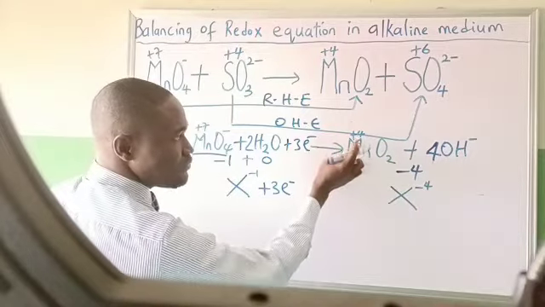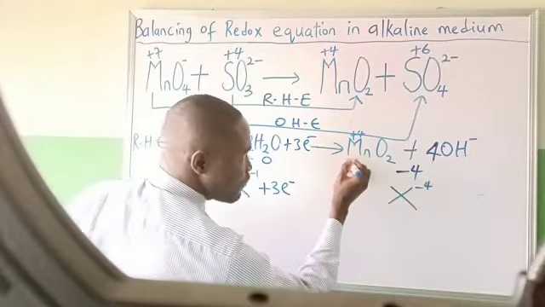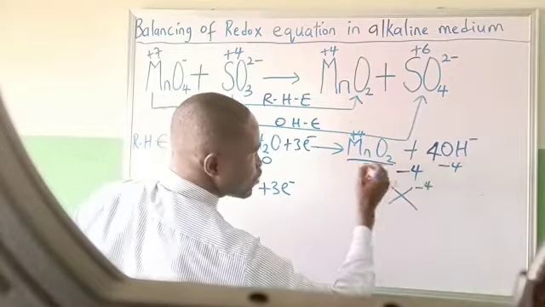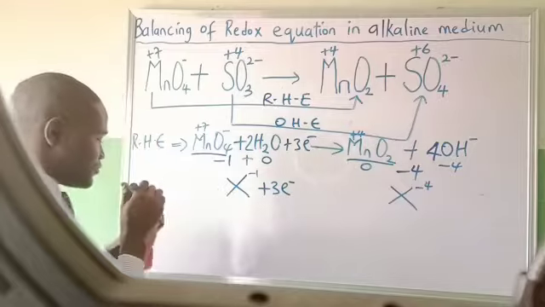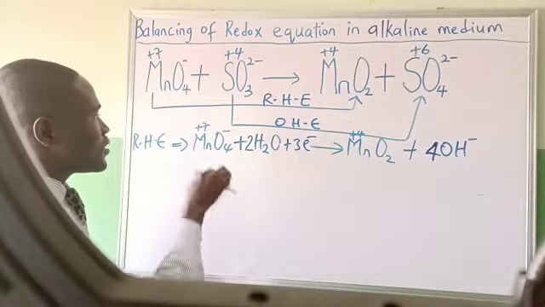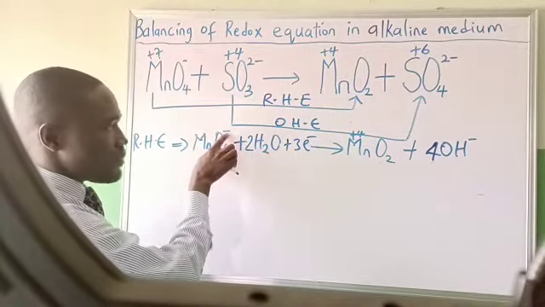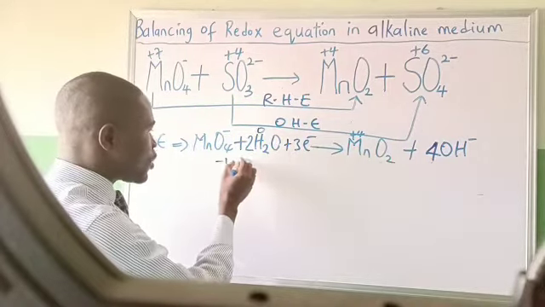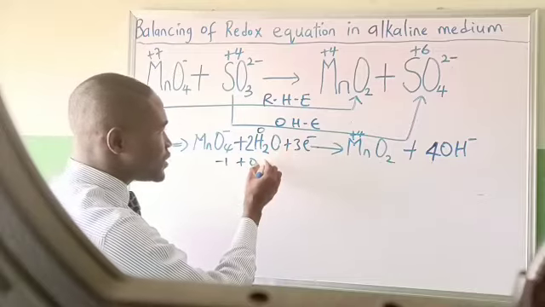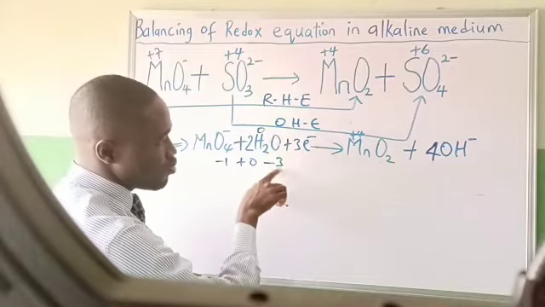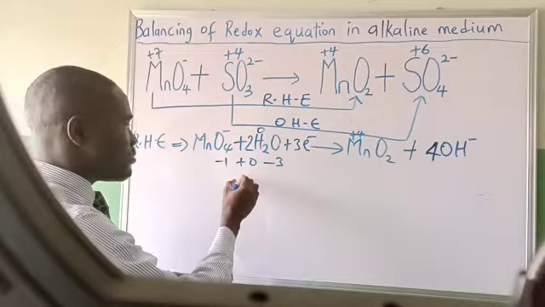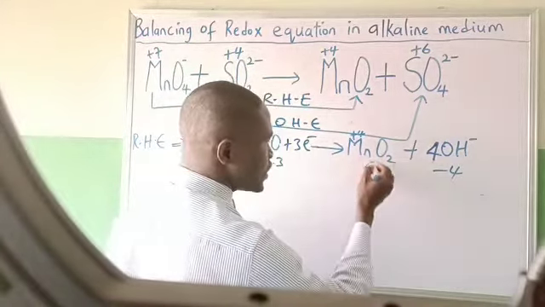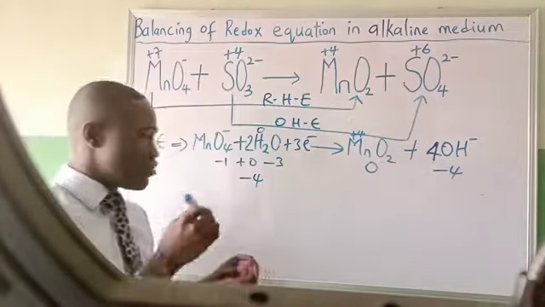Remember, this is the charge for only manganese, but we are looking for the charge of everything, and we say it is 0. Charge of this -4. So 0 minus 4 is -4. Now let's check again. Total charge of this is -1. Total charge of this is 0. This is -1 plus 0. Total charge of this is -3, because 3 times minus will give you -3. Everything is -4. Total charge of this is -4. This is 0. Everything here is -4. We are correct.